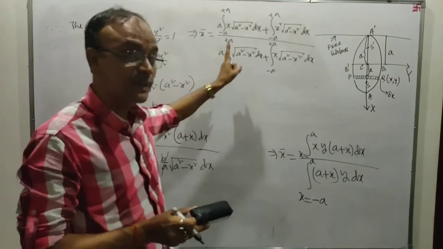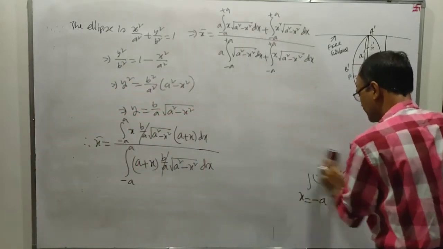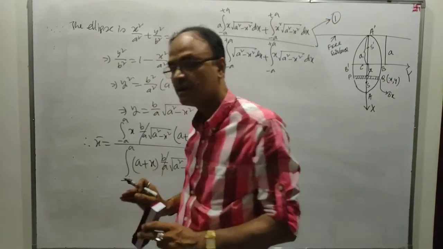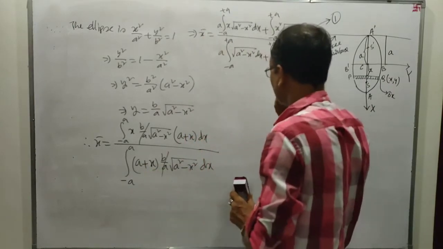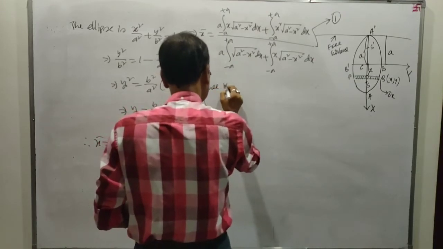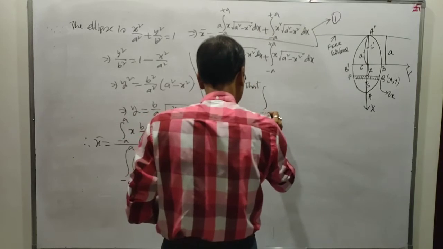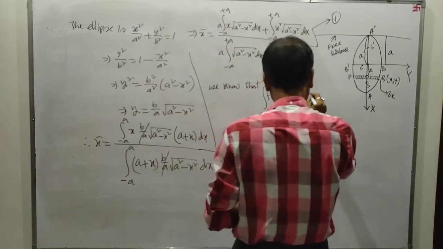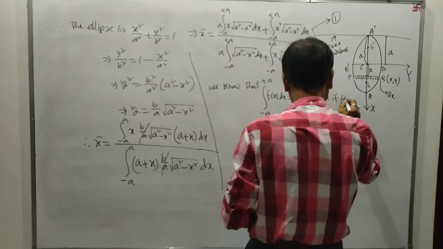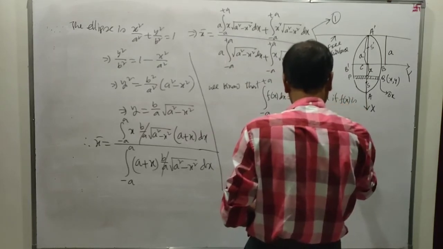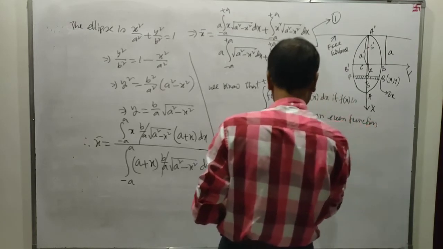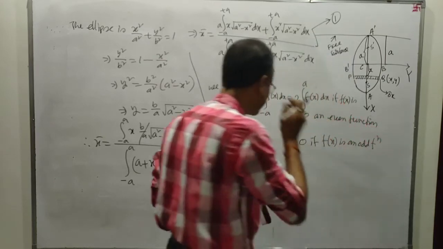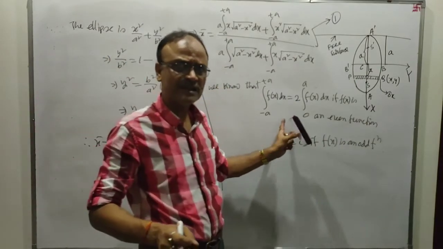Clear? The integration is from minus a to plus a. Write it as number one, suppose. Now, you know that the integration from minus a to plus a of f(x) dx equals 2 times the integration from 0 to a of f(x) dx if f(x) is an even function, and this is equal to 0 if f(x) is an odd function. This is the property of a definite integral.